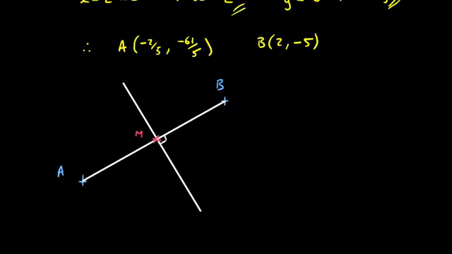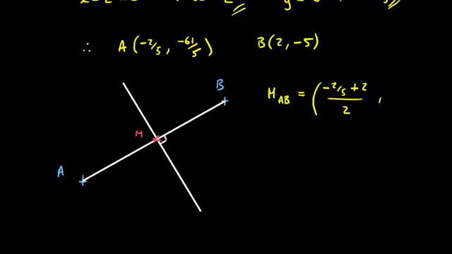And then what we need to do is find the gradient that's perpendicular to AB. So let's go through those steps. Firstly, we're going to find the midpoint of AB. The way we do that is we add up our two x coordinates, so we get minus 2/5 plus 2, and then we divide those by 2.